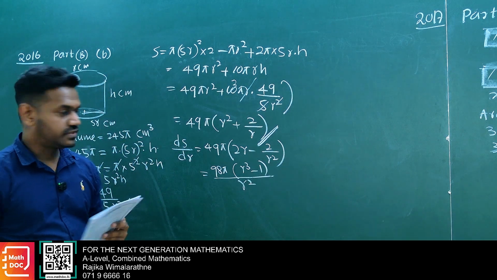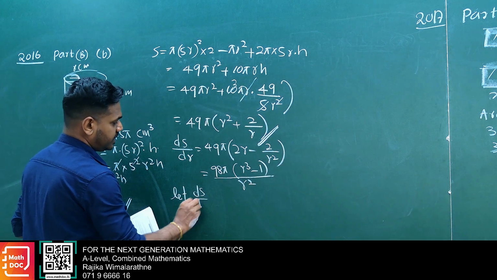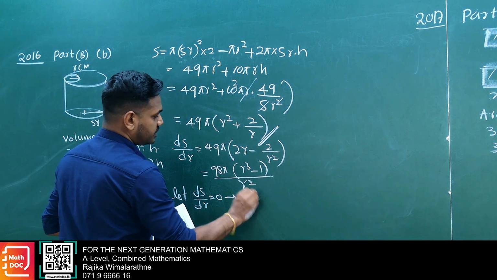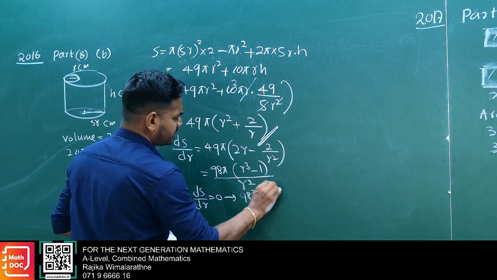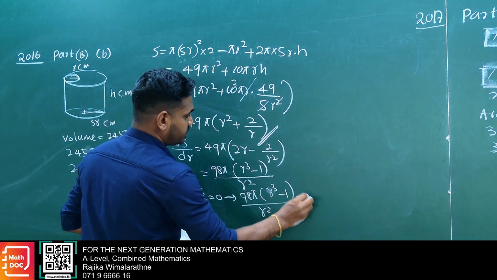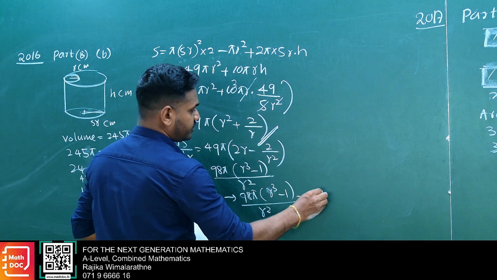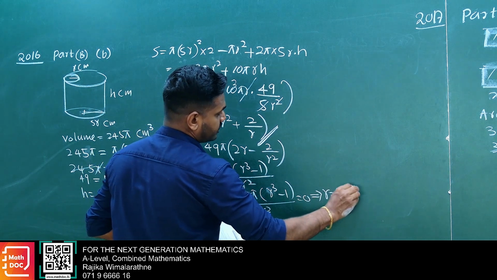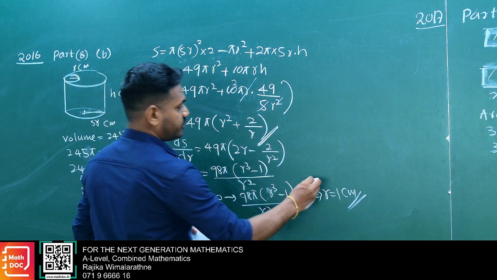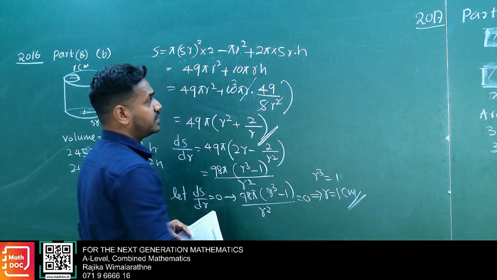Now equate ds over dr to 0. Then 98 pi, r cube minus 1, over r squared, equals 0. Then take the corresponding r value. r cube equals 1, then r equals 1 centimeter.